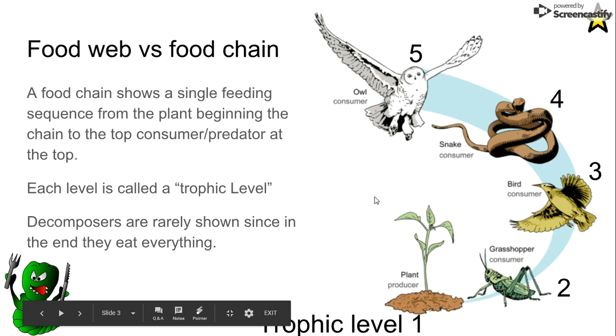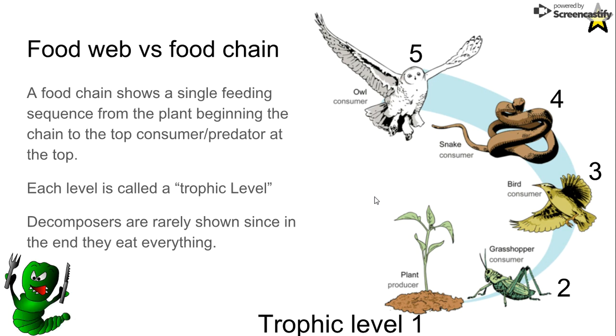Food webs start at the first trophic level, the first feeding level, with a plant, then to consumers. The first one is typically a herbivore, and all the way up to the top consumer. We label them starting at the plant. We rarely show decomposers on a food web because they eventually eat everything, so they would be connected to every animal.